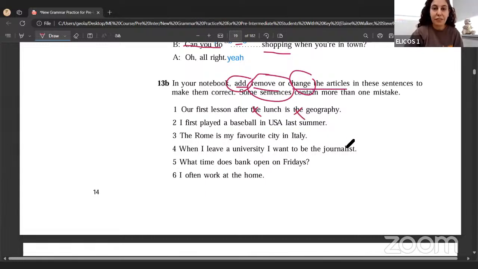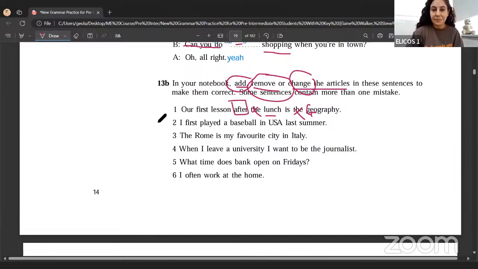You need to take off the. Our first lesson after lunch is geography. Really, this should be a capital because it's a subject. So our first lesson after lunch, after breakfast, after dinner. Especially with these words, I'll see you after lunch, I'll see you after dinner, I'll see you after class. And then we know it's a subject, so no article.